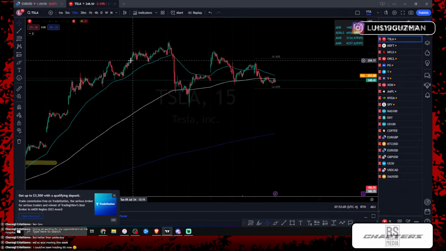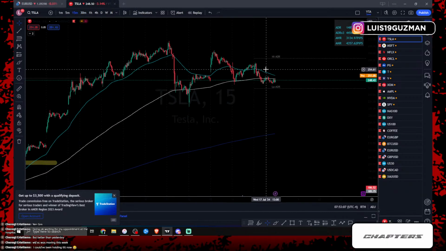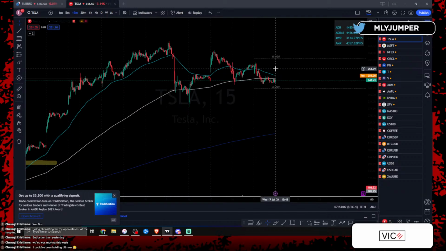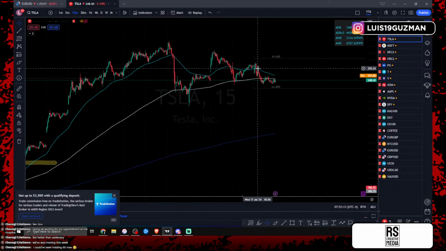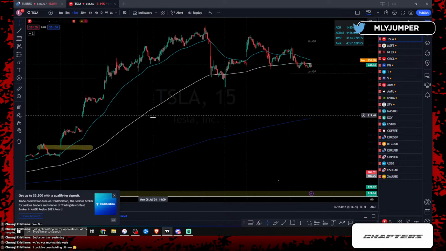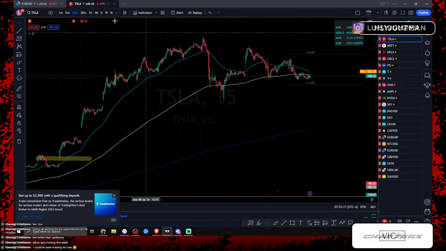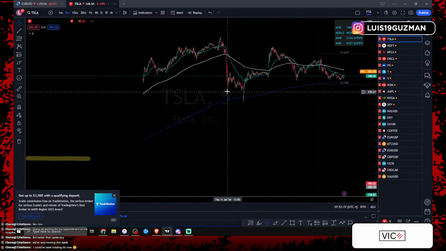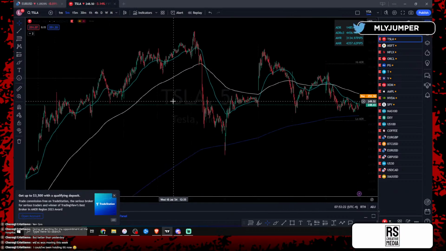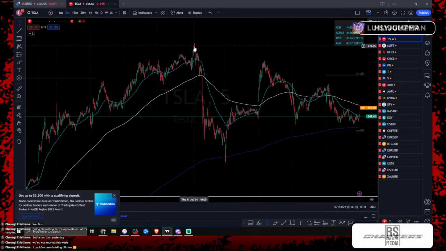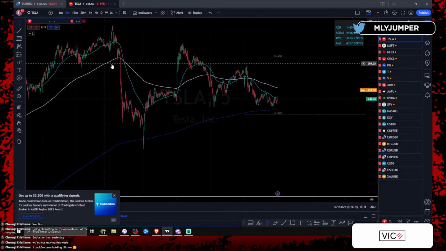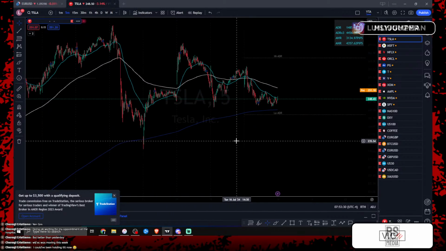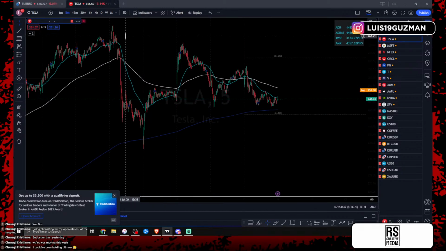So 15 real quick. These gaps are filled. No gaps at the top that I could see, and we have all these gaps at the bottom. So the 5 minute: we have high, low, high, change of character, low, lower, high. And we're still trading between this high and this low. We don't have no gaps at the top of the market.